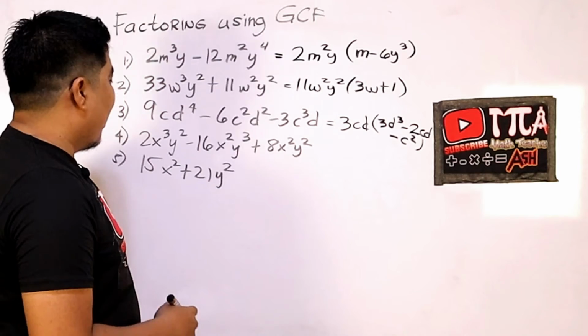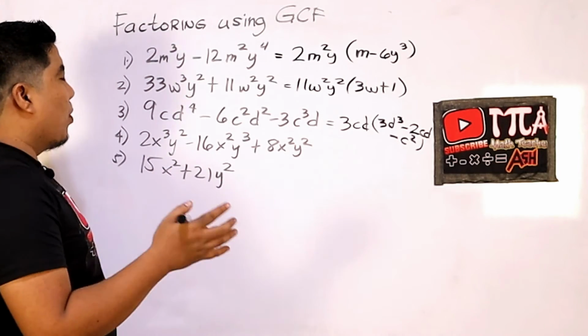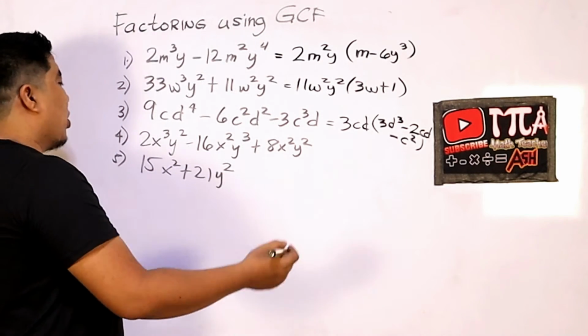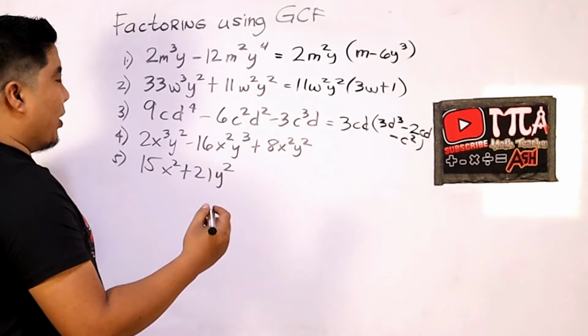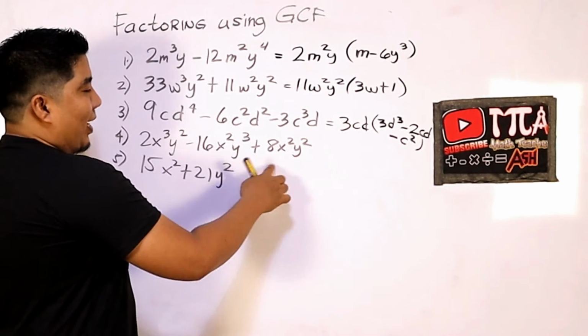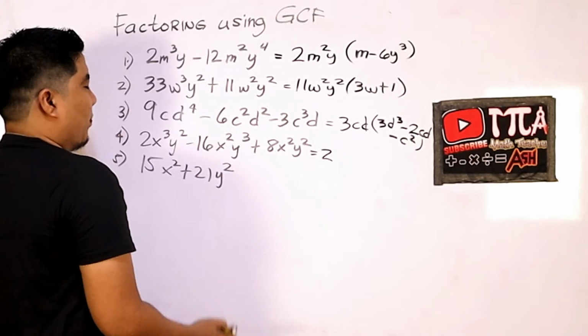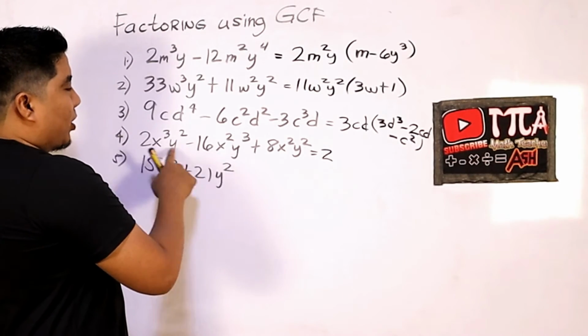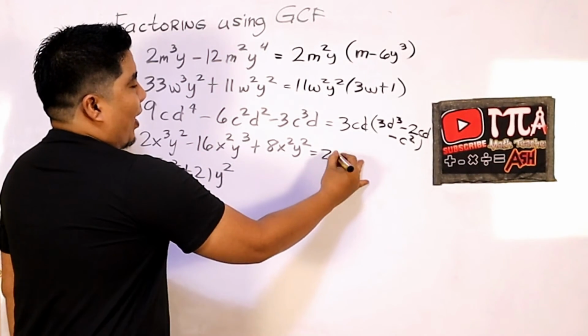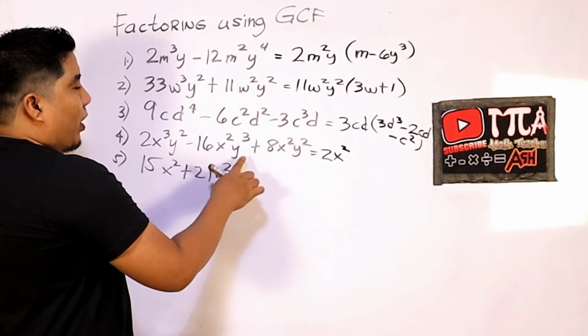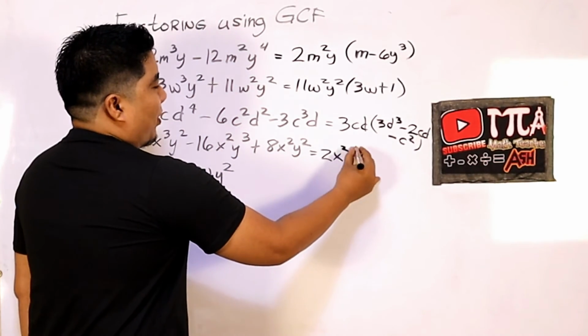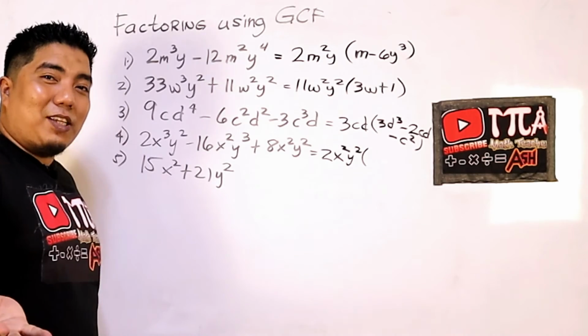Alright, now let's go to the second to the last. We have 2x cubed y squared minus 16x squared y cubed plus 8x squared y squared. So 2, 16, and 8, the common is 2. X cubed, x cubed, x squared, x squared. Okay, x squared. Y squared, y cubed, y squared, y squared. Okay, I hope you follow, my dear math learners.